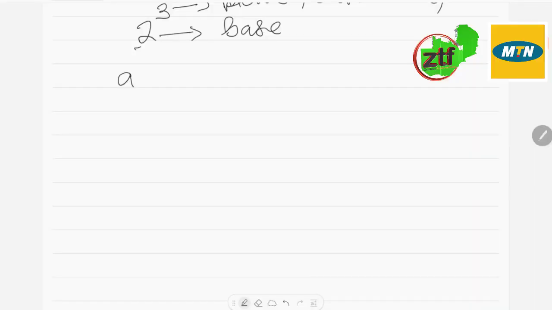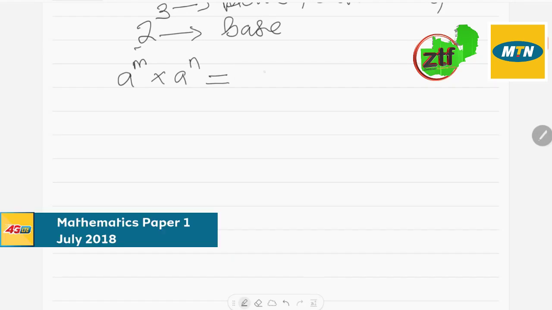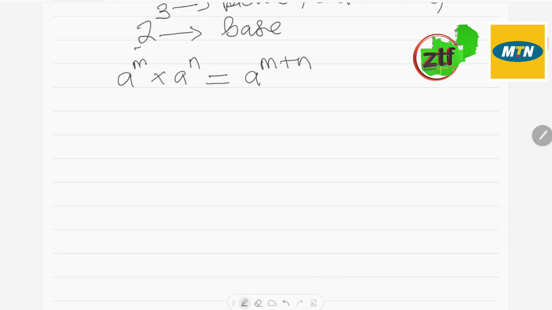And so there are some basic rules of indices that can help you answer any question on indices. So let us try to look at some of the basic rules this afternoon. The first one is, for example, given a to the power m times a to the power n equals a to the power m plus n. What does that mean? It means that when you are multiplying powers of the same base, you add the indices. Whenever you are multiplying powers of the same base, you add the indices.